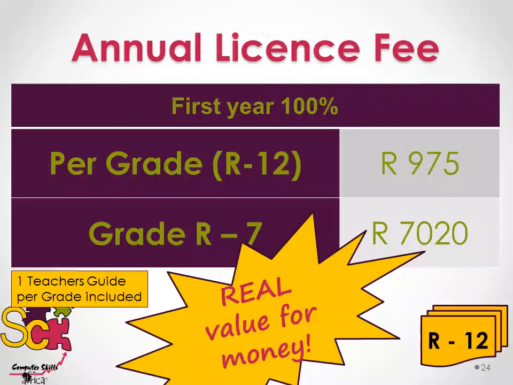Let me tell you about the license fee. So being software, this comes with a license fee, and it's on an annual basis. So per grade, you would pay 975 Rand for the whole year if you're buying it for a few grades. If you want to buy it for grade R to 7, there's a package deal for 7,020 Rand. So that's for a whole year. This is real value for money. You get one teacher's guide per grade.